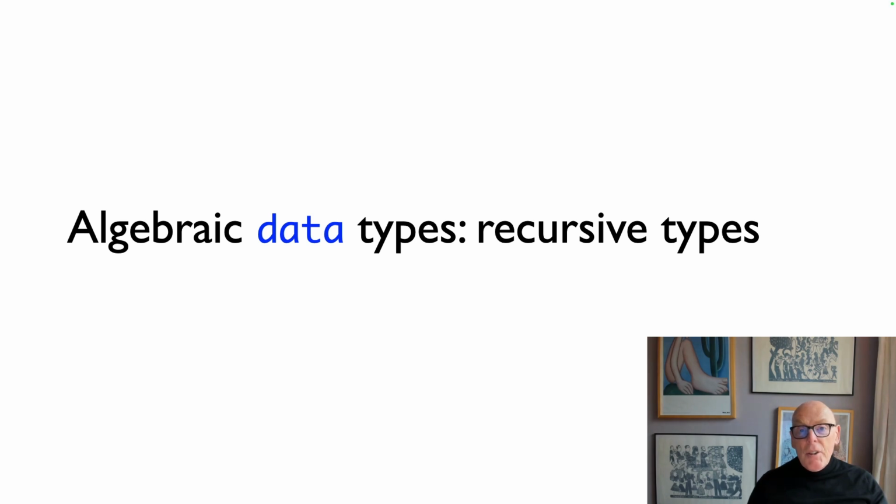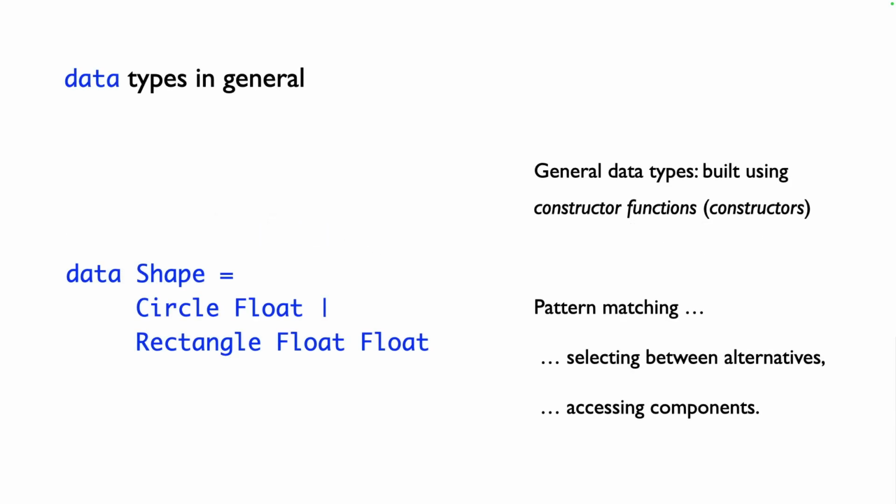This segment talks about recursive algebraic data types, things like trees, expressions, lists, and so on. If you remember, we've seen data types, and the typical example is the example of shapes. There we have two constructors, a circle constructor that takes one argument, a float, and a rectangle constructor that takes two floats. So the things in shape are either constructed with circle or with rectangle.